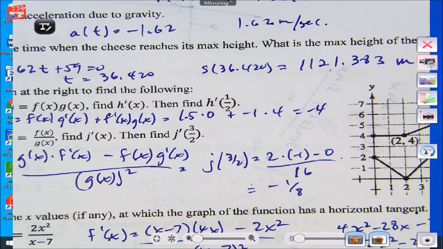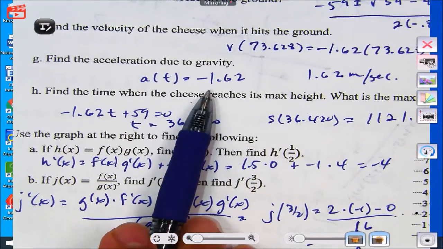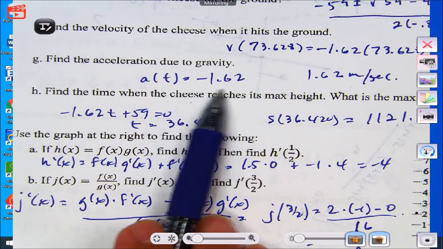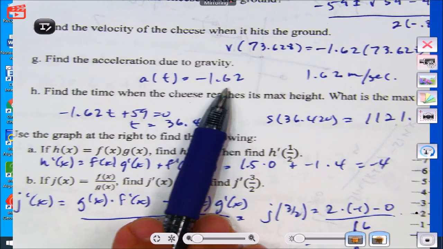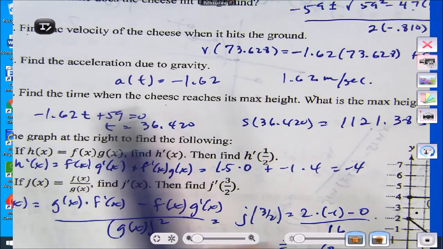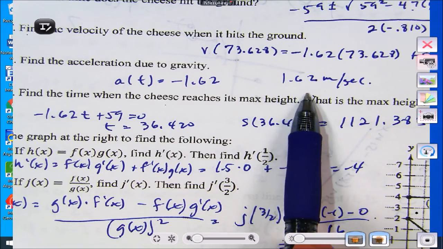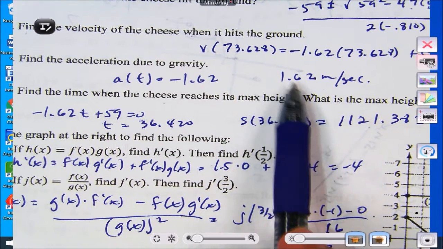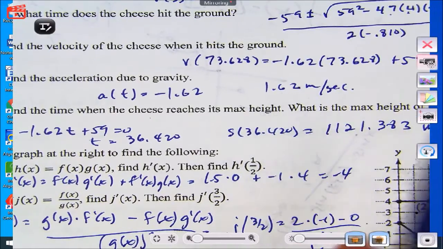That sounds kind of high. Yeah, that cheese flew over a kilometer into the air. Hold on. Which letter? It's A of T. A of T is the derivative of V, right? And it was negative 1.62? Yeah, that's the acceleration due to gravity. By the way, if you gave me negative 1.62, I'll still give you credit. Positive or negative, I'll give you credit for 1.62.